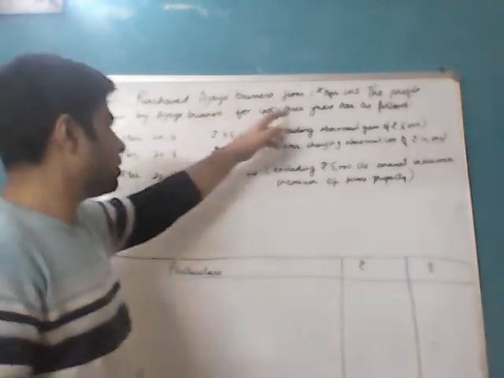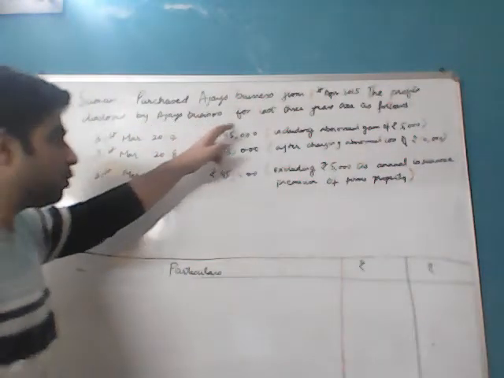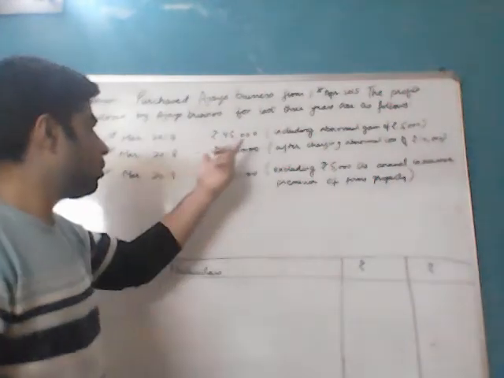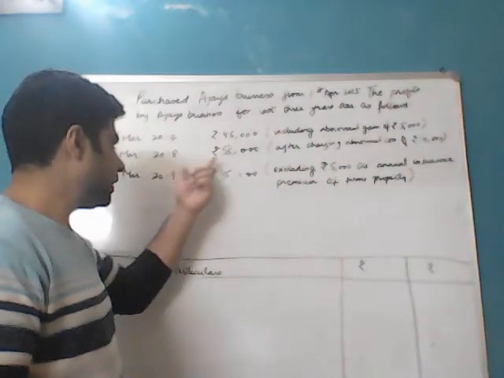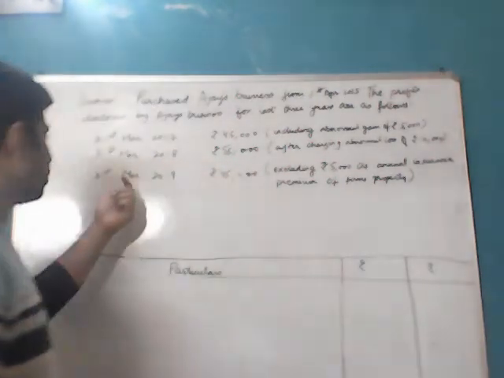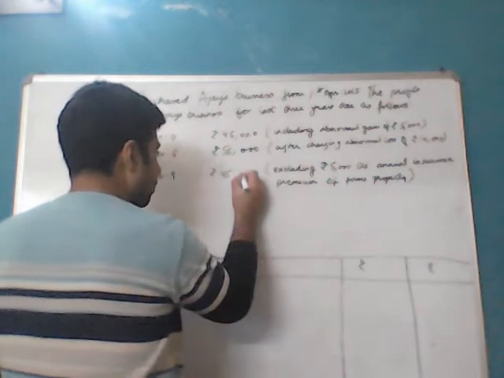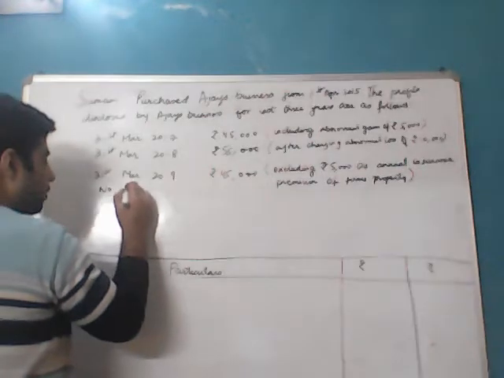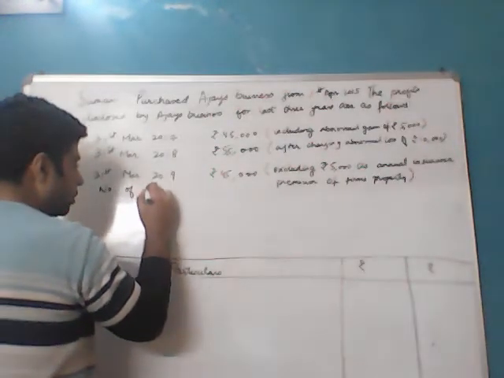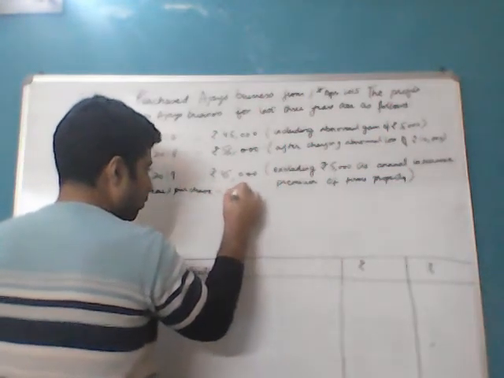Suman purchased Ajay's business from 1st April 2015 and the profits disclosed by Ajay's business for the last 3 years are as follows. On 31st March 2017, the profits of Ajay's business were 45,000 rupees. On 31st March 2018, the profits were 55,000 rupees, and on 31st March 2019, the profits were 45,000 rupees. You're supposed to calculate goodwill on the basis of the average profits method, and the number of years of purchase is equal to 2 years.